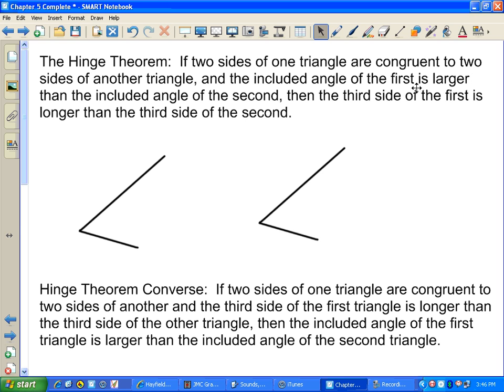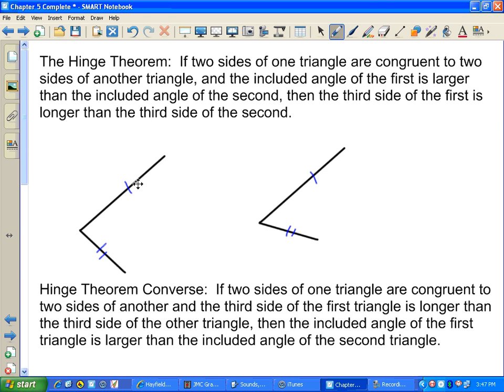You can read through this if you want, but it's a little easier to recognize if we actually look at it. Let's imagine this is a door. If I open the door wide, and then I open the same size door, I've got these two parts of my hinge. I've got this length, and those are congruent. So this one is the same as this, and this one's the same as this.